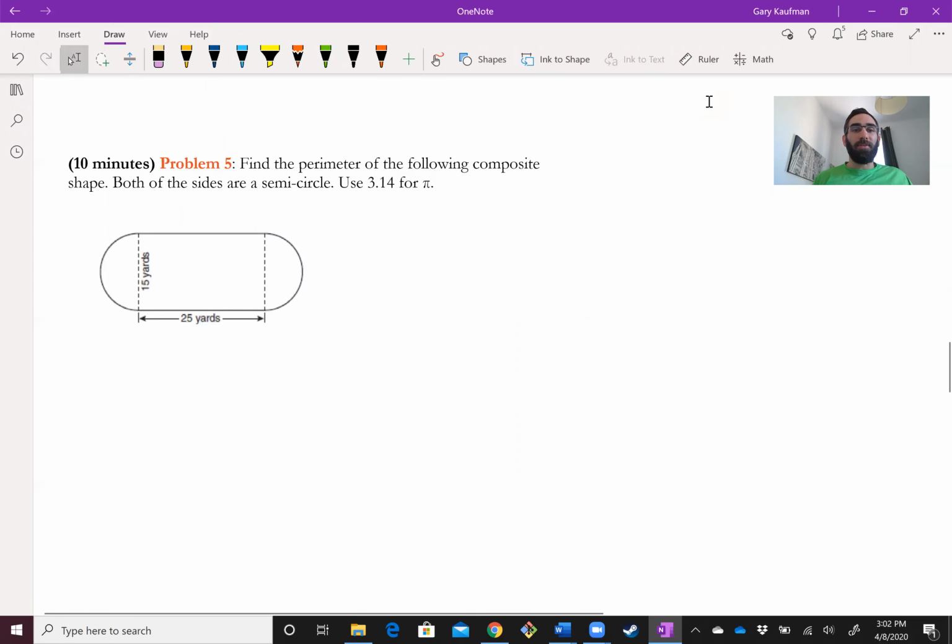You are now going to find the perimeter of this shape. Both this and this are semicircles. Then you have a rectangle in the middle, so find the perimeter. Go ahead.